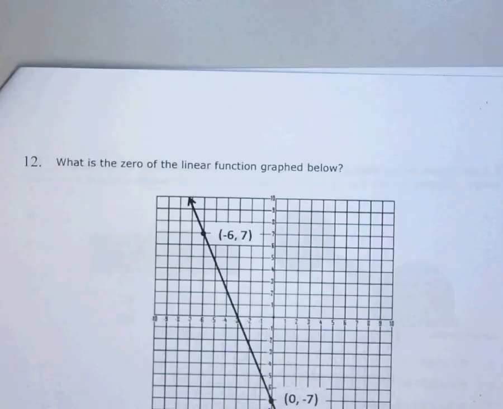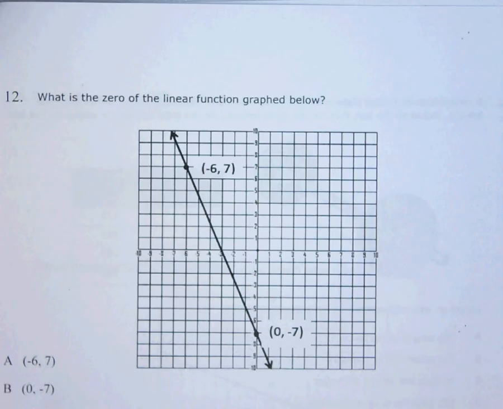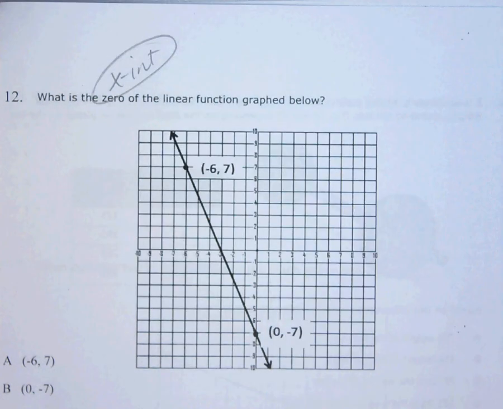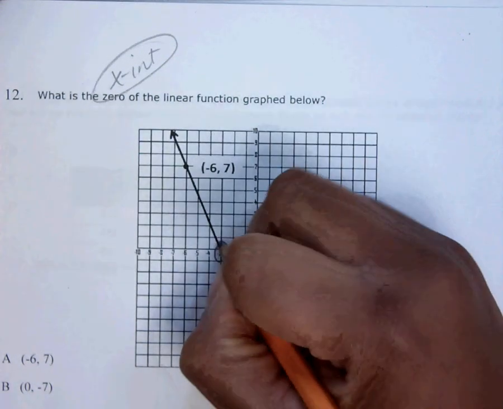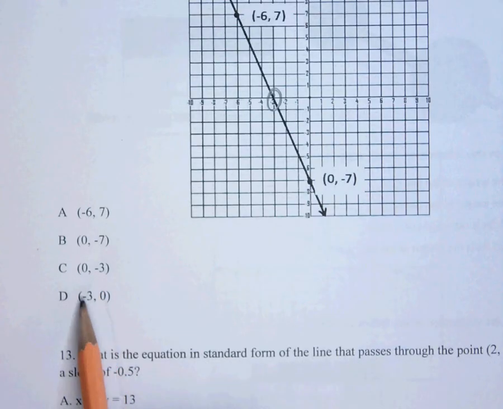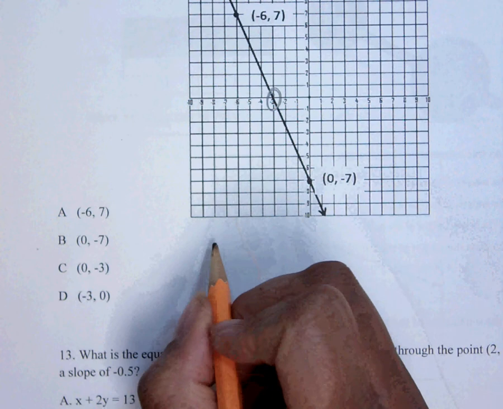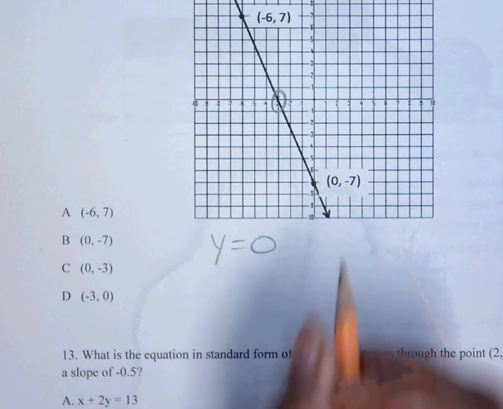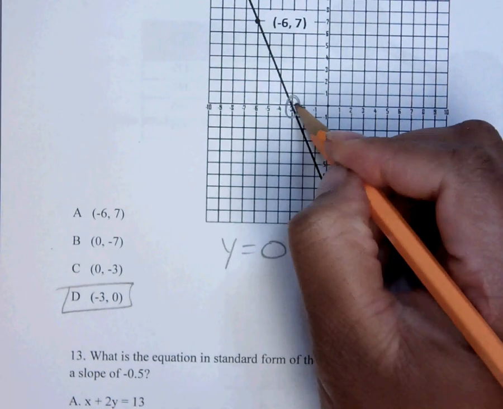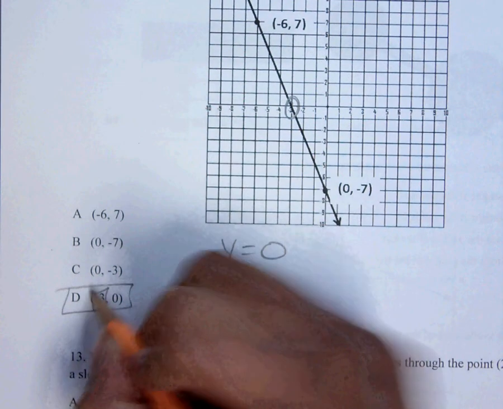Let's move on. What is the zero of the linear function graphed below? Well, 0 means x-intercept. So what is the x-intercept? Where it crosses the x-axis is here. So negative 3. Uh-oh, I have two negative 3's. Which one is the x-intercept? Well, remember, for the x-intercept, the y is always 0. So that would be D. Another way to remember it, if I'm talking about the x-intercept, the number where it crosses the x-axis is going to be in the x spot.